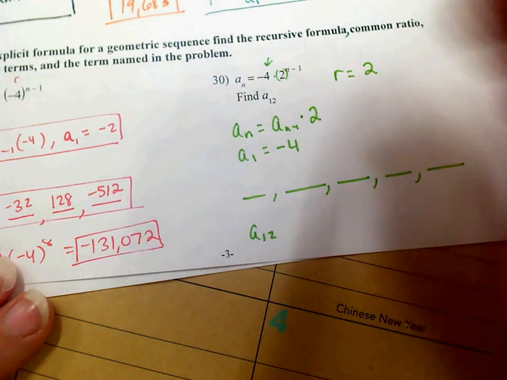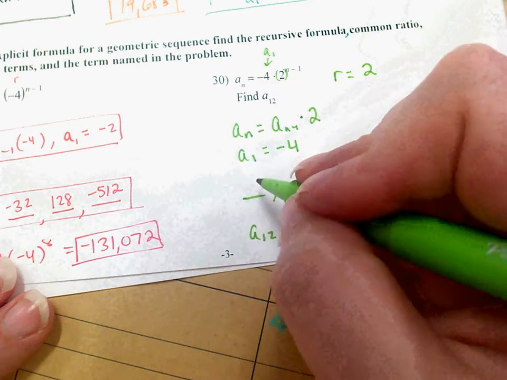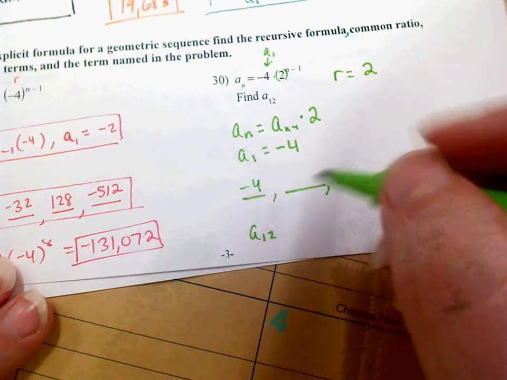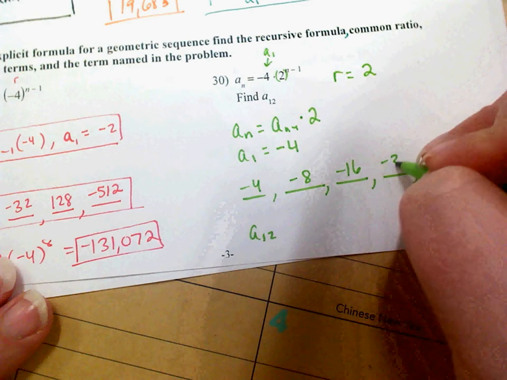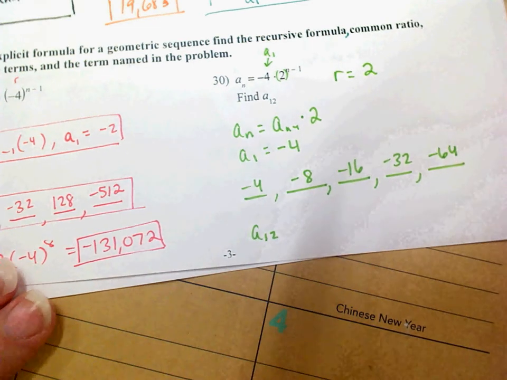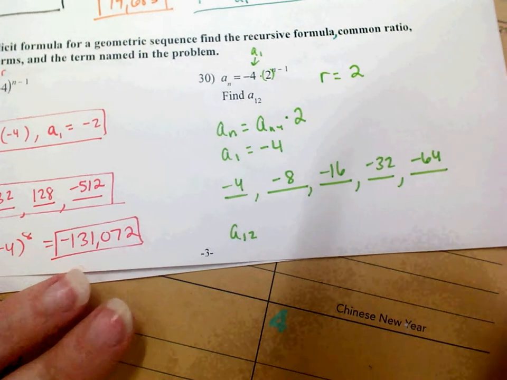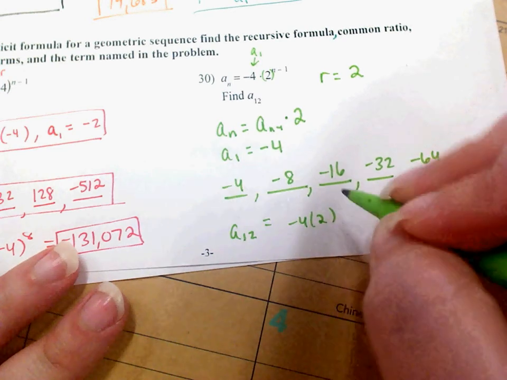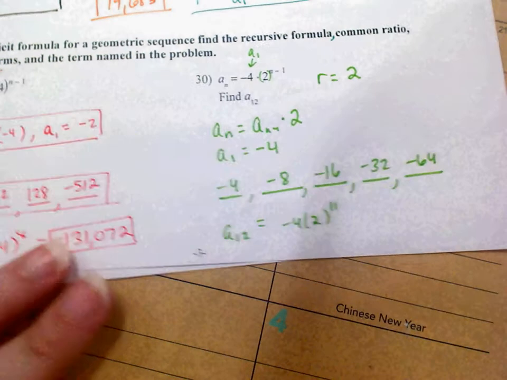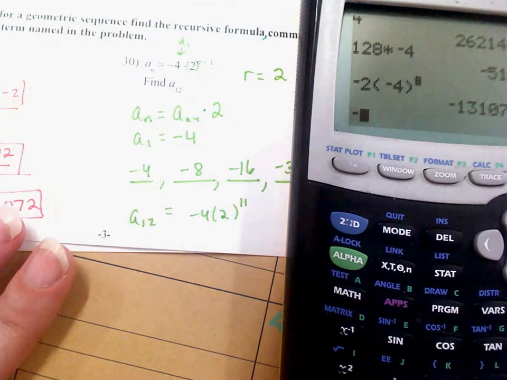I'm going to just keep multiplying it by 2, so times 2 is negative 8, times 2 is negative 16, negative 32, and negative 64. And then the 12th term is just negative 4 times 2 to the 12 minus 1, so to the 11th. So negative 4 times 2 to the 11th, negative 8192.